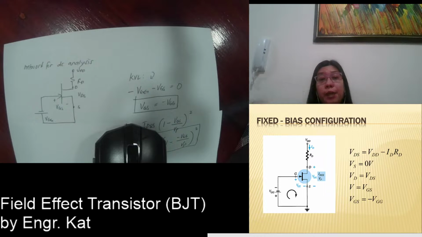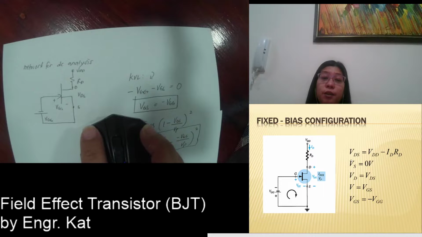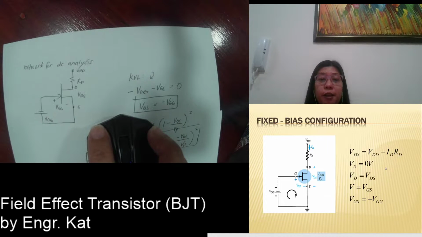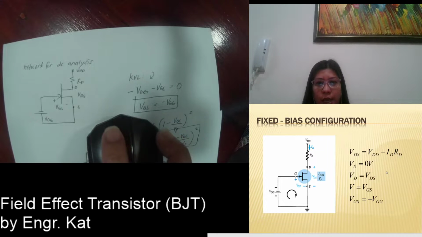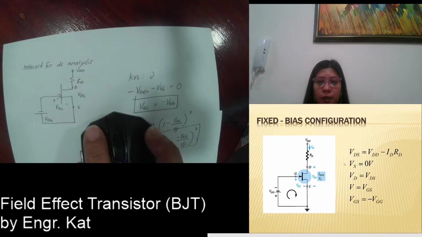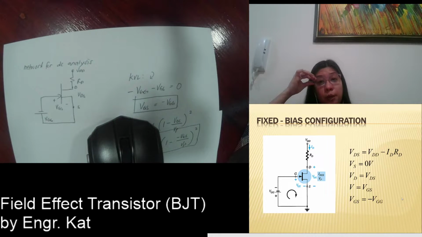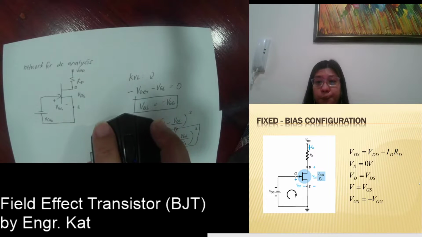Now, for the fixed bias configuration, as I've mentioned before, these are the different formulas, the different sources or voltages that can be asked. Anyway, this is very, very simple. You just have to remember it. You may not even memorize it, because all you have to do is derive it from the circuit. So that is your fixed bias configuration.